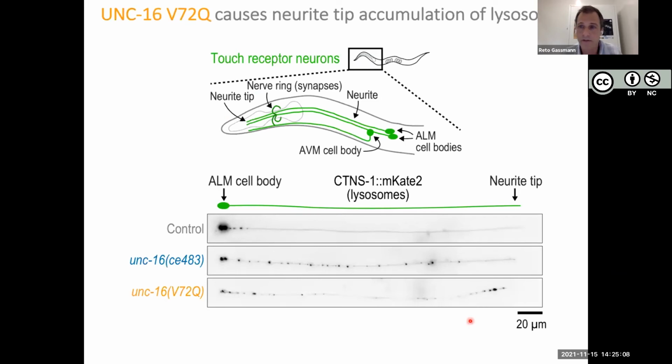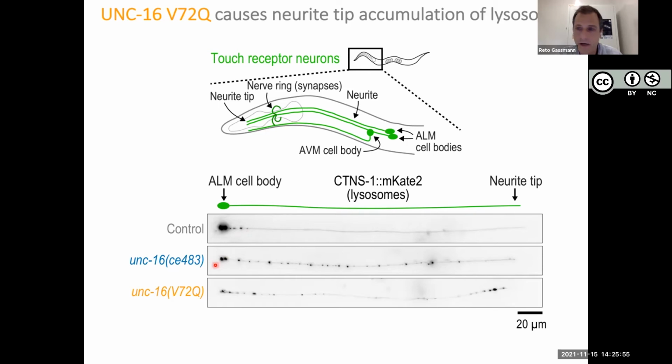Next, we examined the distribution of organelles in touch receptor neurons, which make these long processes that are directed towards the nose of the worm. Here is one of these neurons, called ALM. We used markers for different organelles. We started by looking at lysosomes using CTNS-1::mKate2. You can see in the control, most of the signal is concentrated in the cell body. There's almost no signal in the actual neurite, just a few lysosomes here at the beginning of the neurite.